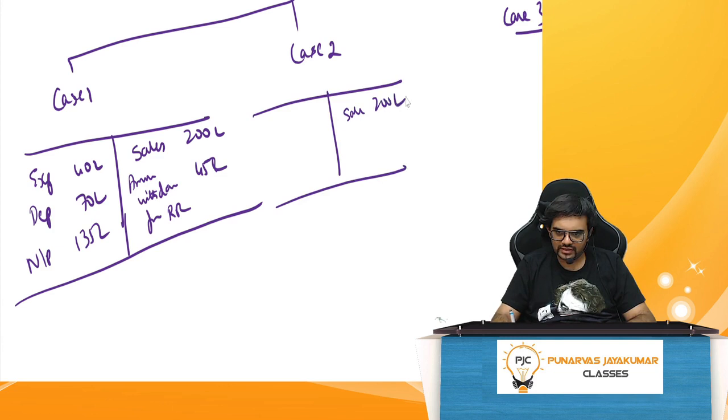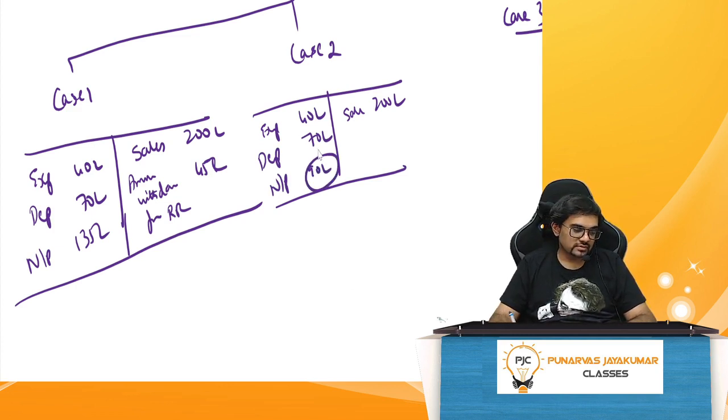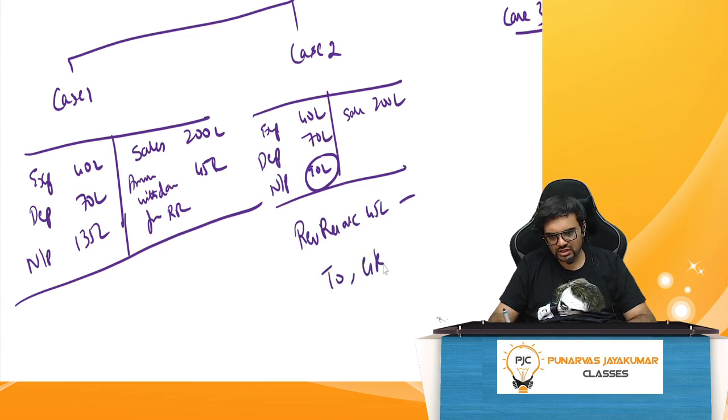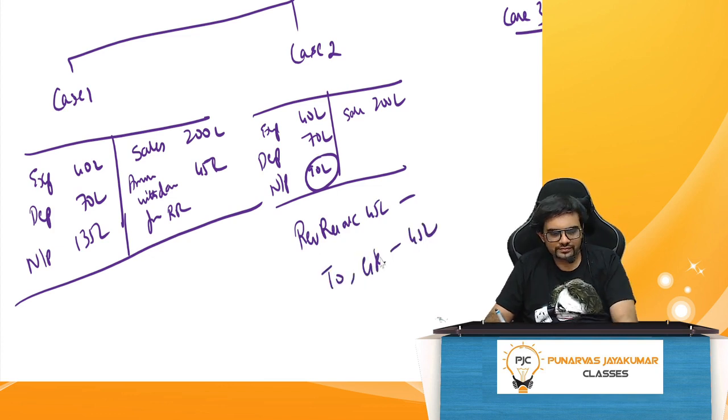Case number 2: sales 200 lakh, expenses 40 lakh, depreciation 70 lakh, net profit 90 lakh. This was one more scam. In this, the 45 lakh was transferred to the revaluation reserve account, and 45 lakh to the general reserve account.